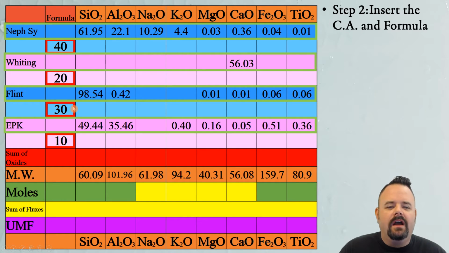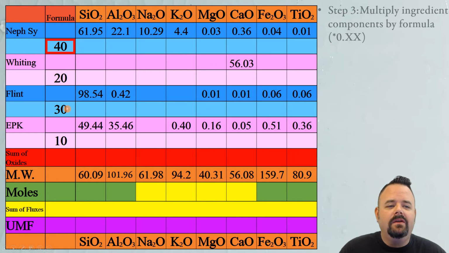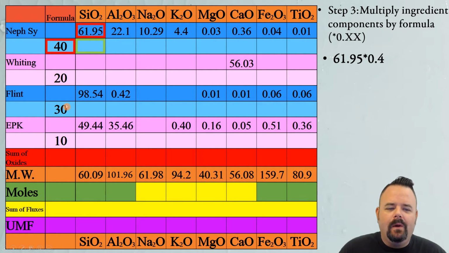Okay, so now we've got our grid laid out and we need to start the calculations. So how do we do it? The first step is we need to multiply the ingredient components by the formula. Okay, and the math here is pretty simple. We take that chemical analysis number that we got. So for nepheline syenite, it's 61.95% silica. And we have 40% NEFSI in our recipe.